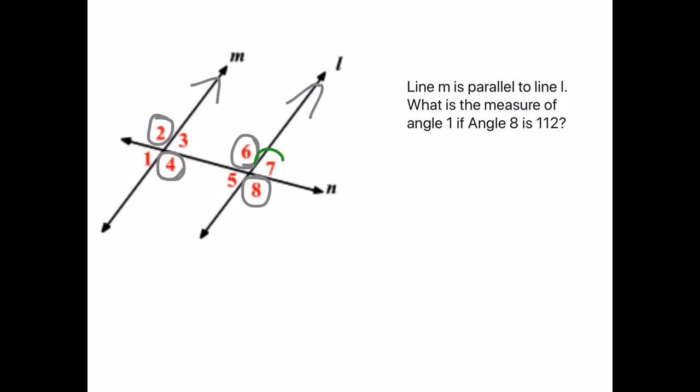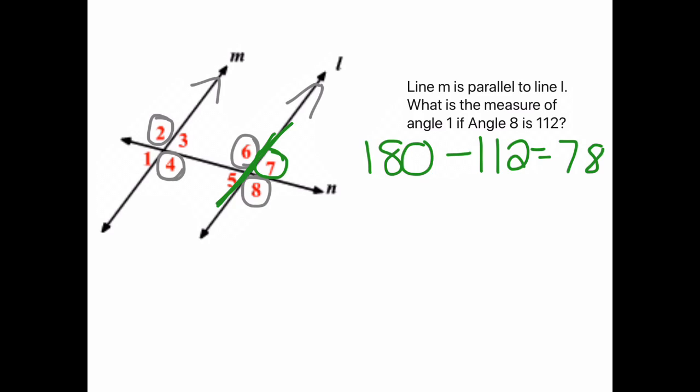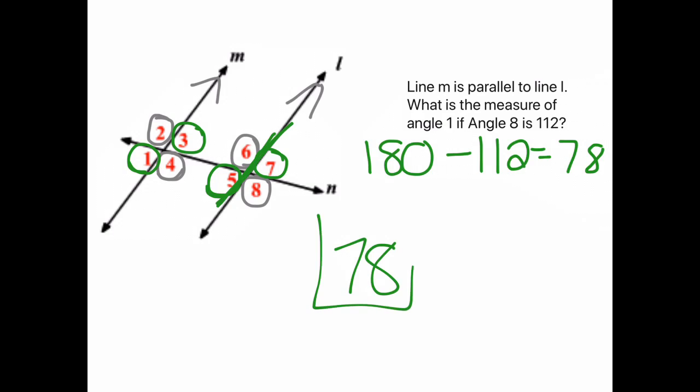To find angle 7 from angle 8, you simply subtract 112 from 180 because 7 and 8, remember, form a straight line. So angle 7 would be 78. And because angle 7 is 78, angle 5 is also 78. They're vertical. Angle 3 is also 78 because it's alternate interior to 5 and corresponding to 7. And angle 1 is also 78 because it's vertical to 3, corresponding to 5, and alternate exterior to 7. So the answer is 78.